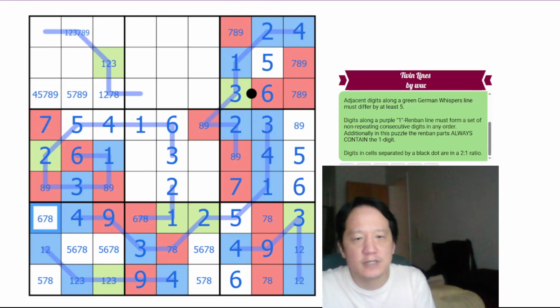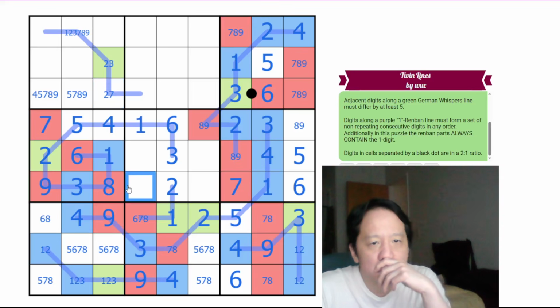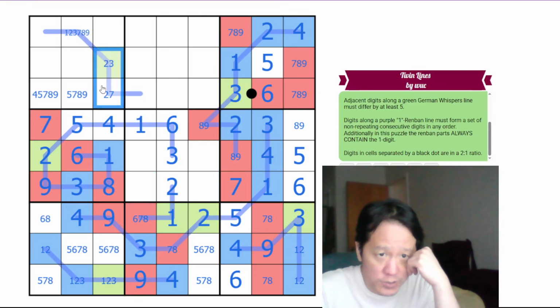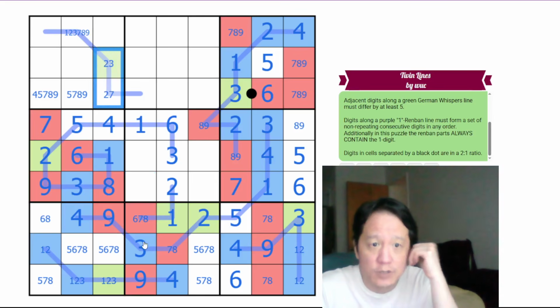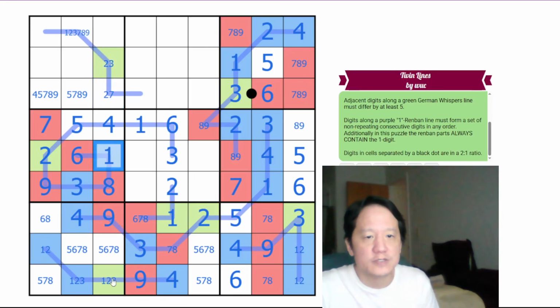7 eliminates 7 here. 9 eliminates 9 here, so this is 8, which makes this 9. This cannot be 1 here, and you can't have 8 here. So if this is 3, it must be 2 here. Otherwise, this is 2 here. Well, the problem is this is 1. So we're guaranteed a 2 in one of these two spots.